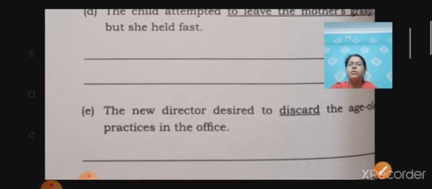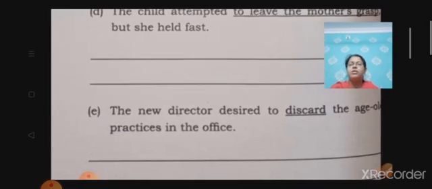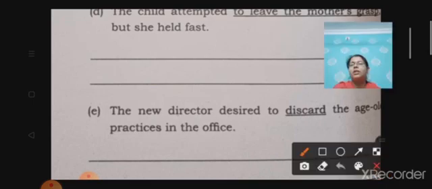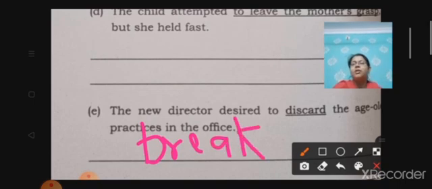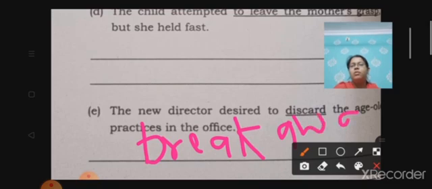And the last one, the new director desired to discard the age-old practices in the office. So यहाँ पर discard का मतलब होता है break away. So the new director desired to break away the age-old practices in the office.